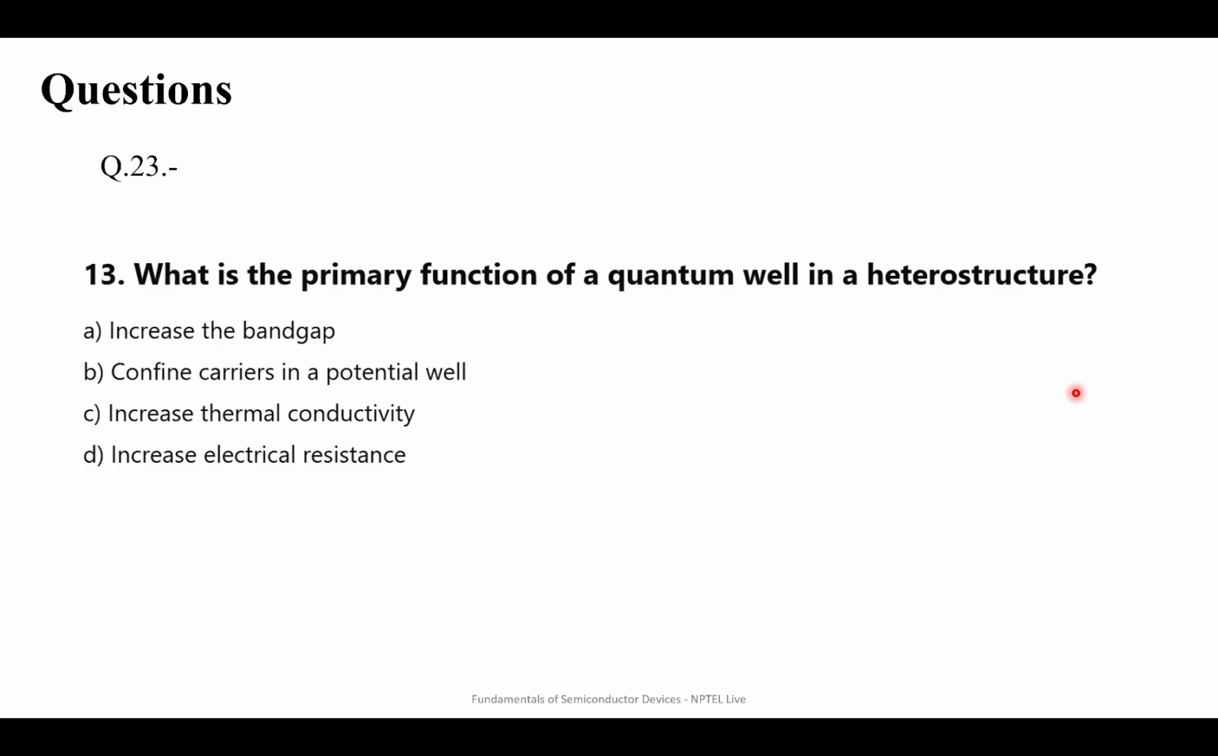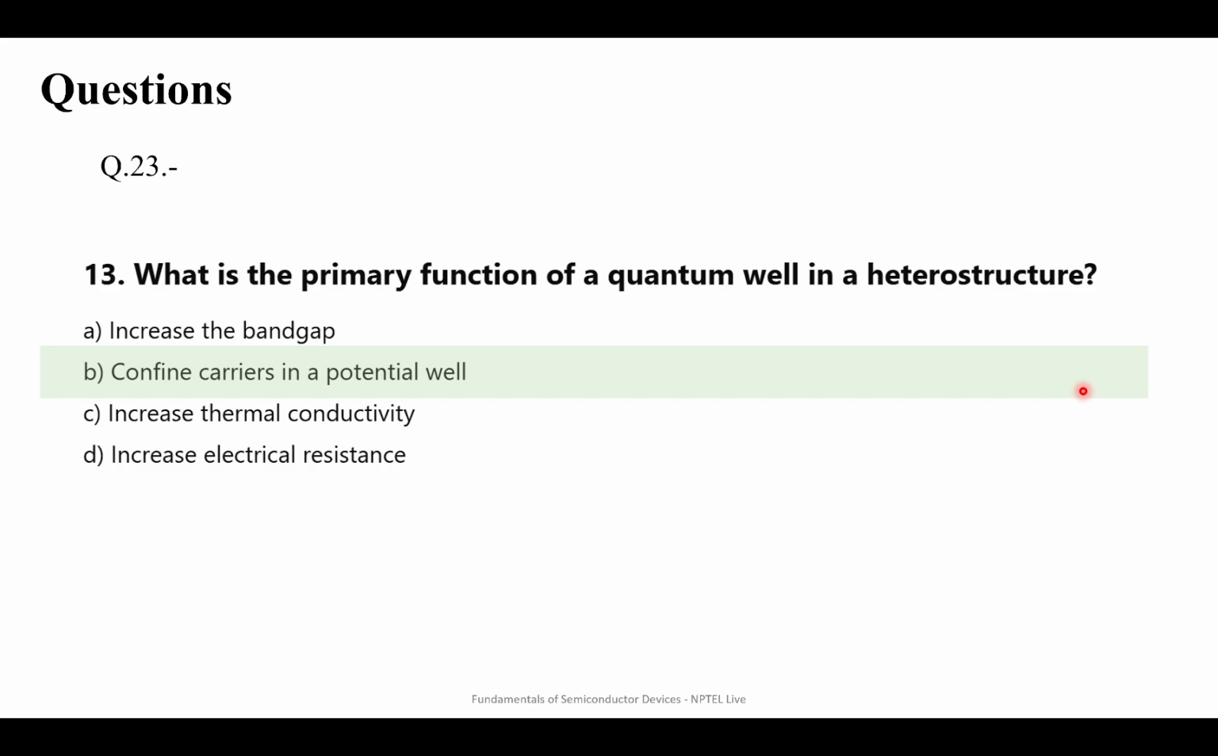What is the primary function of a quantum well in a heterostructure? I just answered this question. Increase the band gap, confine carriers in a potential well, increase thermal conductivity, increase electrical resistance. Sir, confine carriers in a potential well. That will be correct.